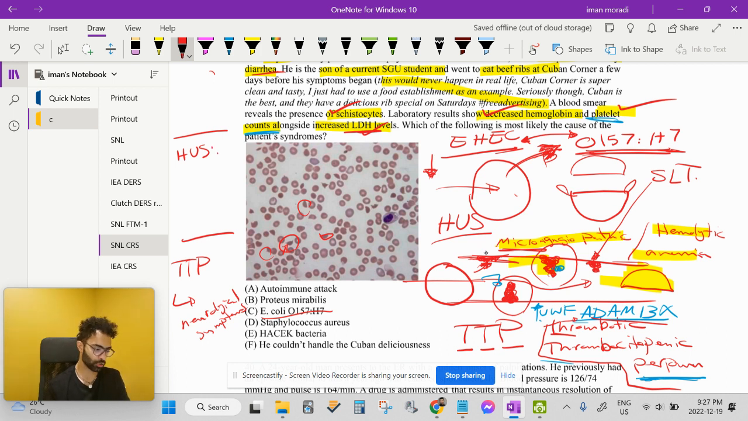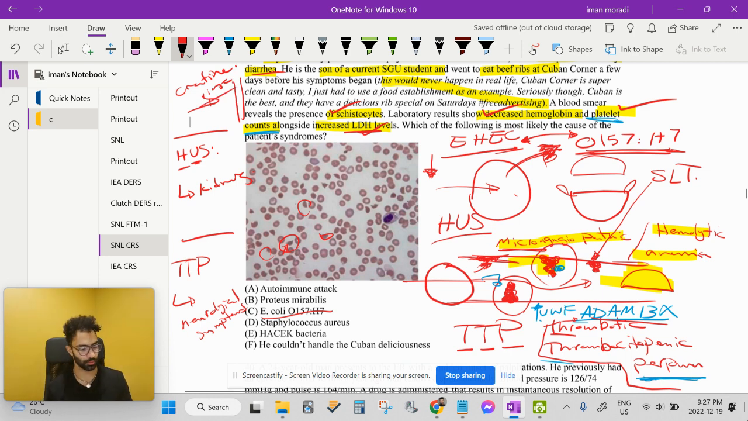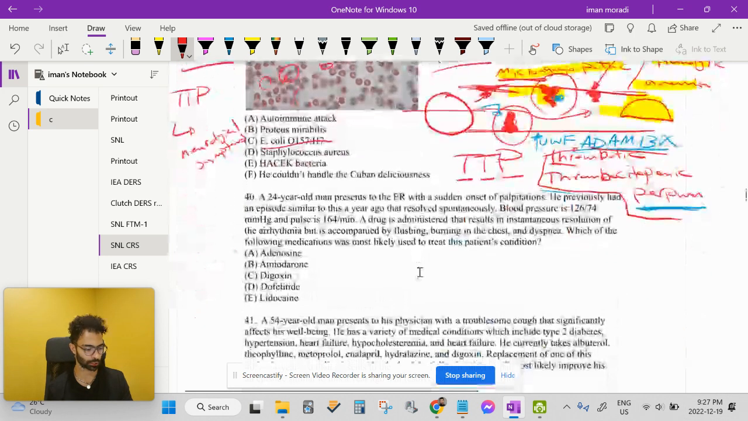And HUS is hemolytic, and you've got that uremic part, so this hits the kidneys hard. Here we didn't see anything, but usually you'd expect a creatinine rise or something like that.